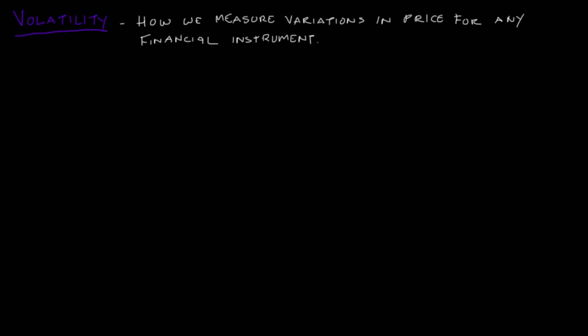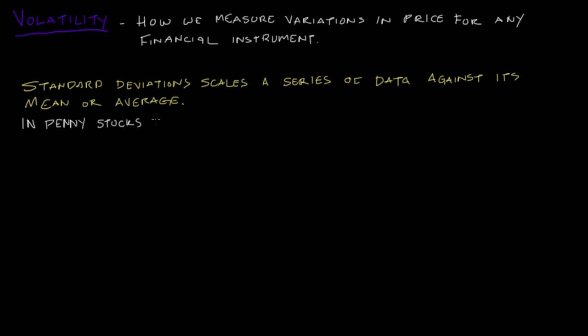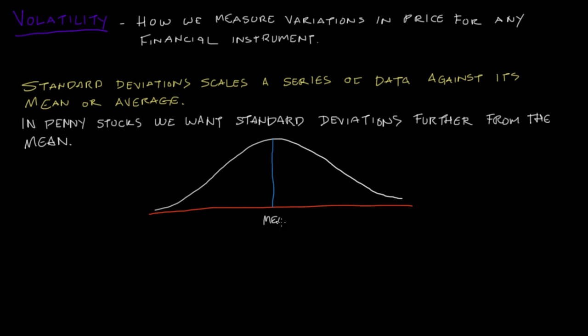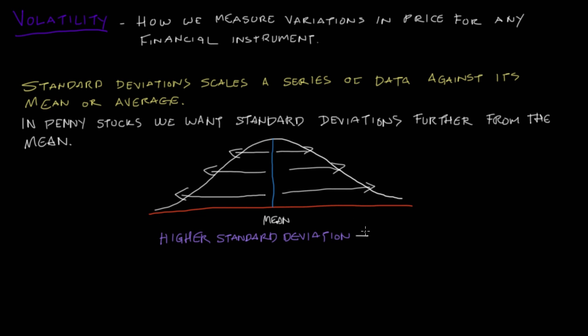Volatility is how we measure the variations in price for any financial instrument, including penny stocks. One method we use to measure volatility is through standard deviation, and it's denoted by the Greek letter sigma. Standard deviation scales a series of data against its mean or average. In penny stocks, we want a standard deviation that's farther from its mean or average. This next image should look familiar to you. It's called a bell curve, and in statistics, we call it a normal distribution or sometimes a Gaussian distribution.